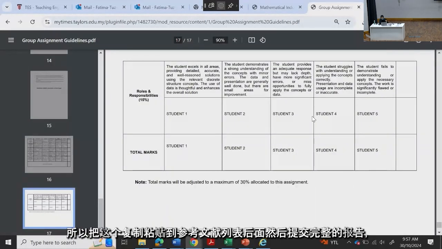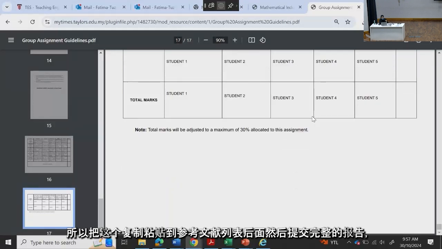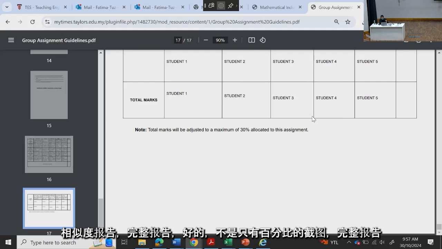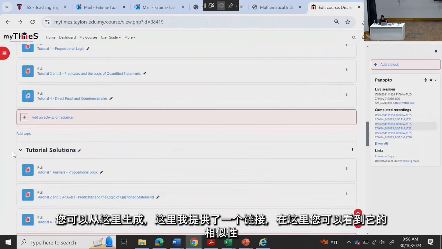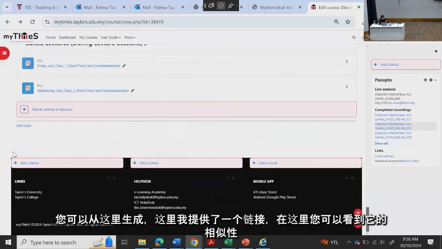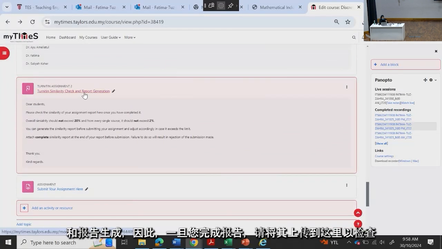So copy paste this one after the list of references, and after that your complete Turnitin similarity report, the complete report, not a screenshot of only the percentage, the complete report that you will generate from here. Here I have provided a link. Here you see Turnitin similarity and report generation. Once you are done with your report, upload it over here to check the similarity.